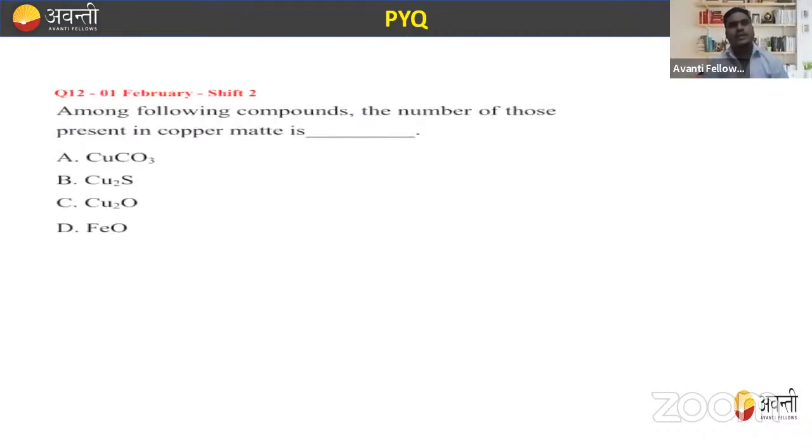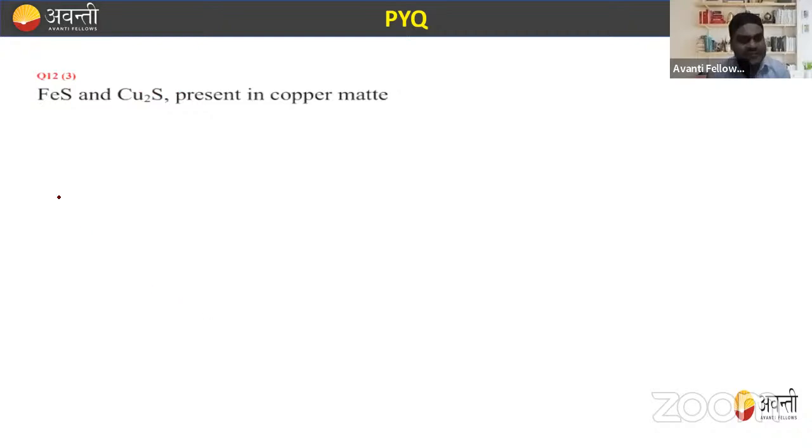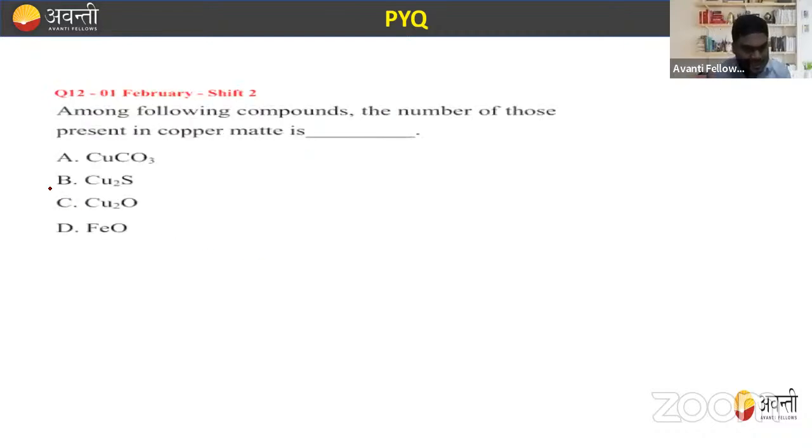No? Okay. Now, among the following compounds, the number of those present in a copper matte is. So, out of these four options, you have to identify which will be present in a copper matte, beta? That is copper carbonate, copper sulfide, copper oxide, FeO, that is ferrous oxide. So you have to identify out of these four which one is present. That is FeS and copper sulfide present in a copper matte. Just remember this word, FeS and copper sulfide, right? That is option B.